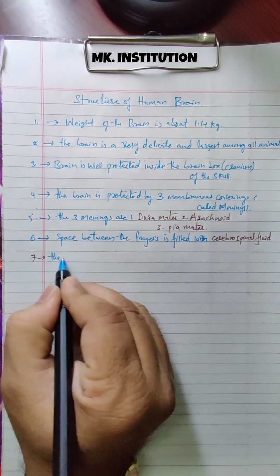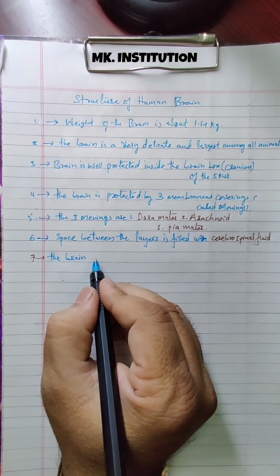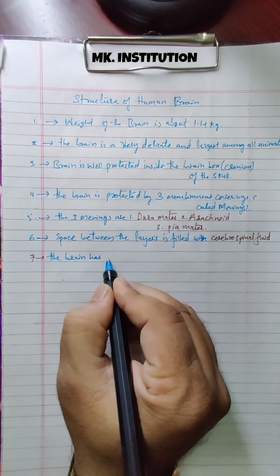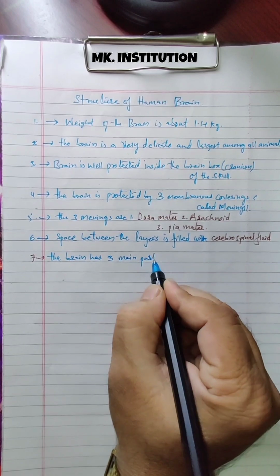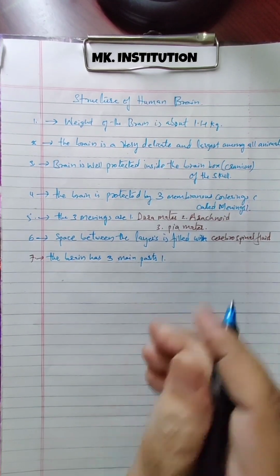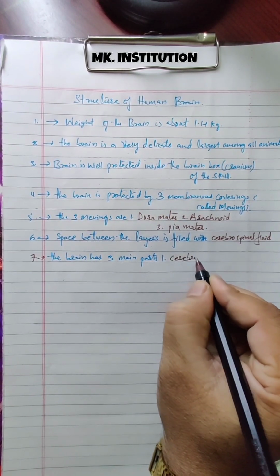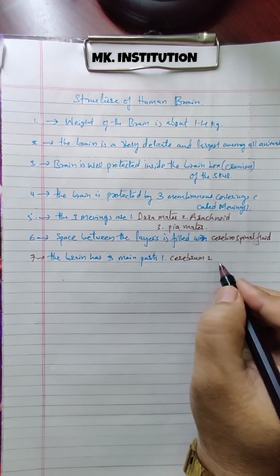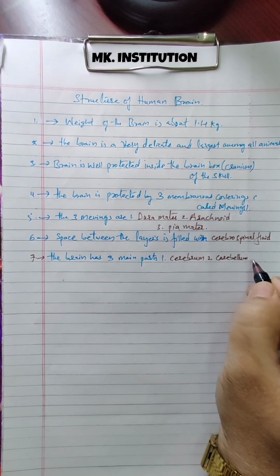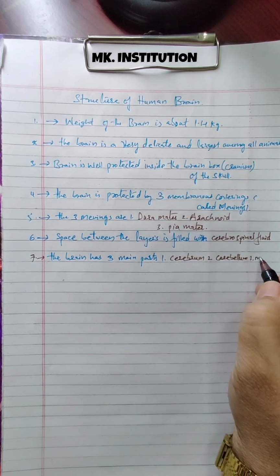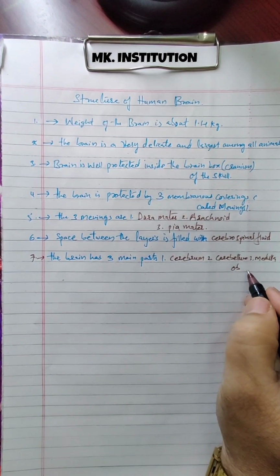Then seventh point, the brain has three main parts. One is called cerebrum, second is called cerebellum, and third is called medulla oblongata.